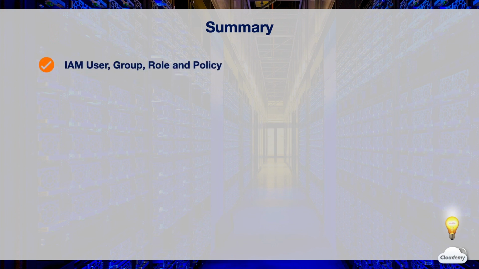IAM user is the user that is created for whom you want to grant the access to AWS. IAM group is a collection of IAM users with the same set of permissions. IAM role is the IAM identity that you can create with specific permissions, and assign it to AWS resources. IAM policy is a permission document which allows or denies access to specific AWS resources. You can attach IAM policies with users, groups or roles.